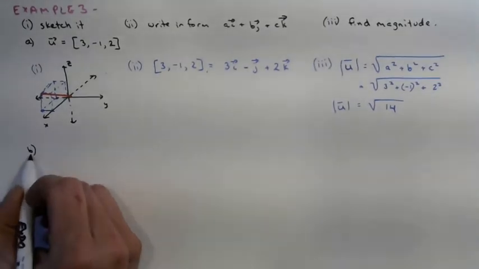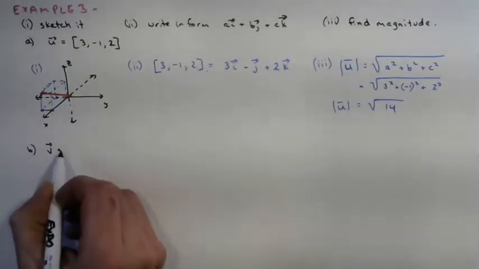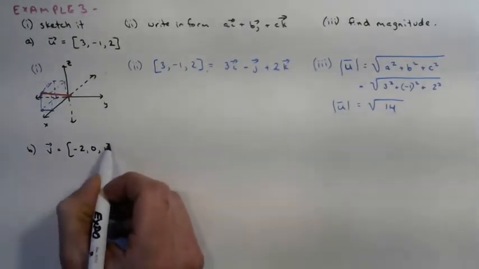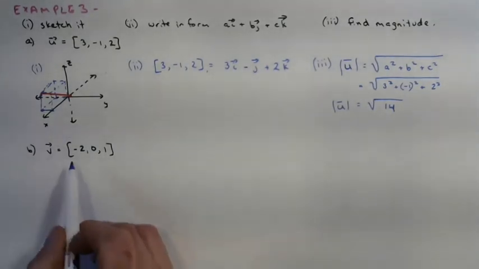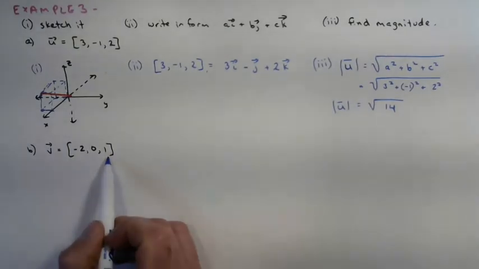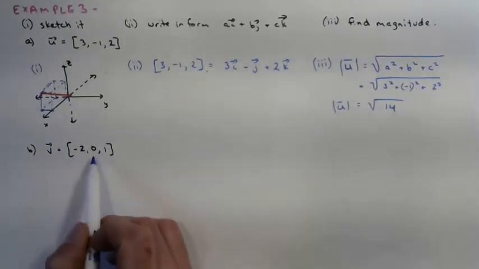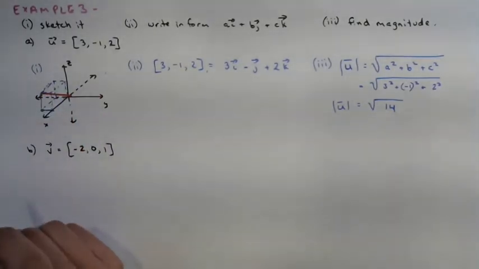Second part, we have the vector v. It is given by negative 2, 0, 1. And we're seeing that this has an x direction, negative x, and positive z, but no y. So this is actually on the xz plane. It doesn't have any left or right here on y. I'm not going to draw it.